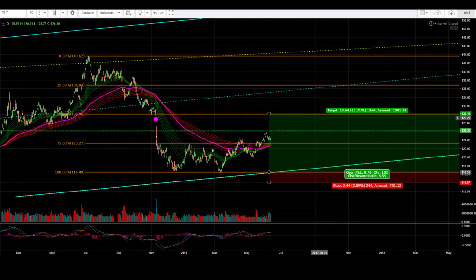Let's go to the 50% retracement, 1364. Gap fill. That's my target. This is the play.